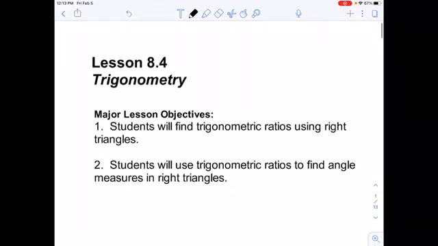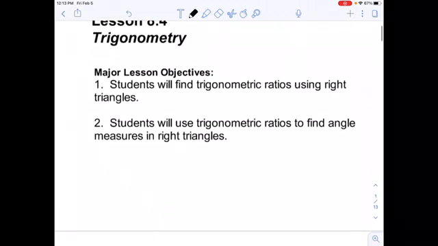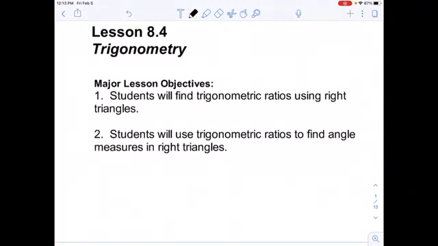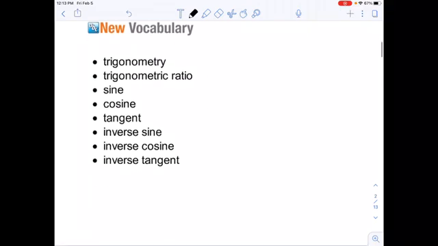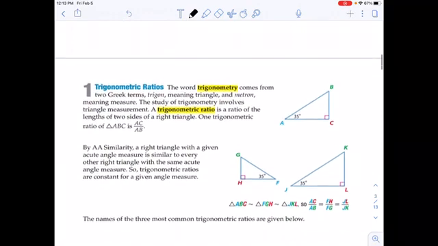I do want to say though, out of everything in geometry, it is most important that you are able to recall this trigonometry section as well as the previous special right triangle section, because those will continue to show up in future math classes. So we have new vocab: trigonometry, trigonometric ratio, sine, cosine, tangent, inverse sine, inverse cosine, and inverse tangent.